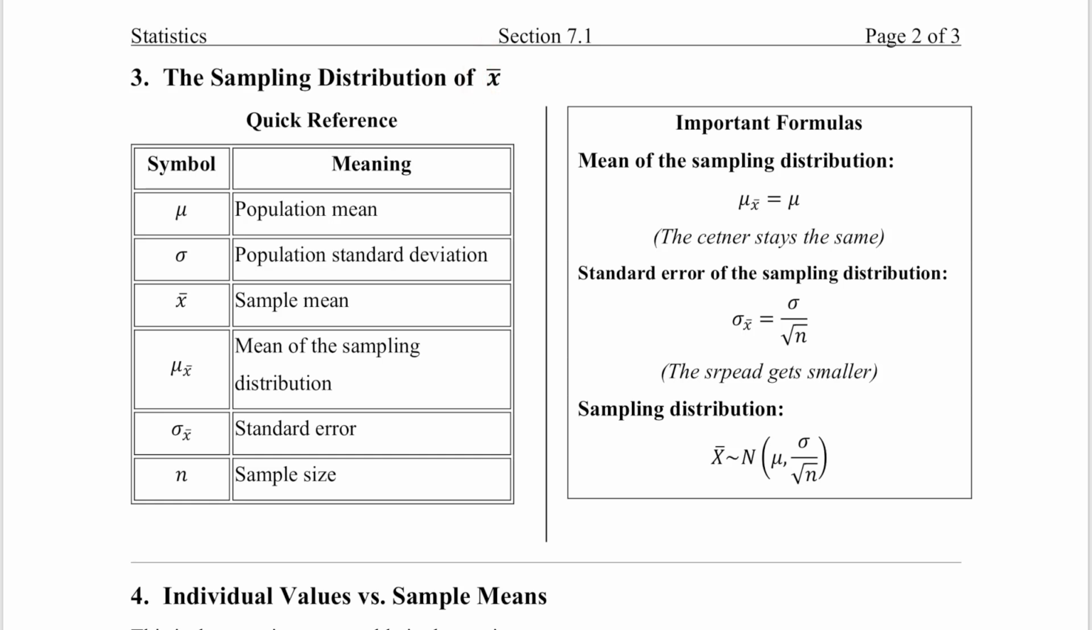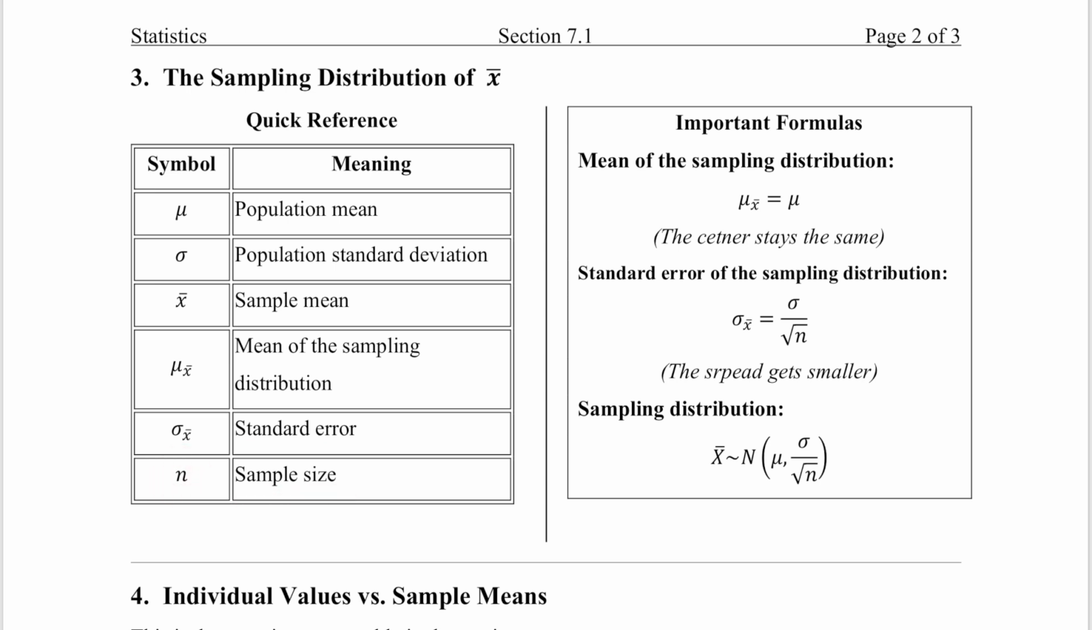As we work with sample means, you'll see a few symbols. Mu represents the population mean. Sigma represents the population standard deviation. X bar represents the sample mean. Mu of x bar is the mean of the sampling distribution. Sigma of x bar is the standard error, and n is the sample size.